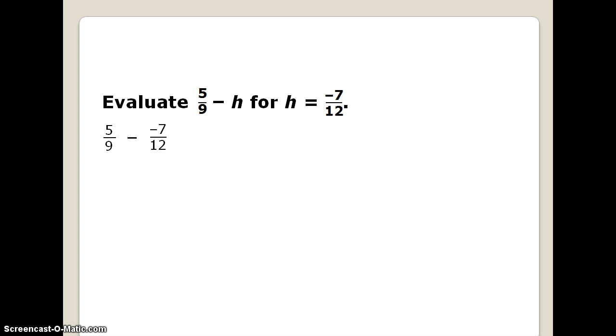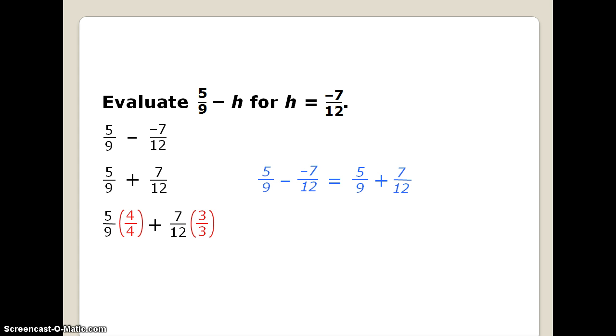Let's evaluate. 5/9 minus a negative 7/12. Minus the negative, turn that into a plus sign right away. 9 and 12, if we were to list out common multiples, the first multiple we would find would be 36. So we multiply the first fraction by 4, second fraction by 3. That turns into 20/36 plus 21/36. We add those together and get 41/36, or 1 5/36.